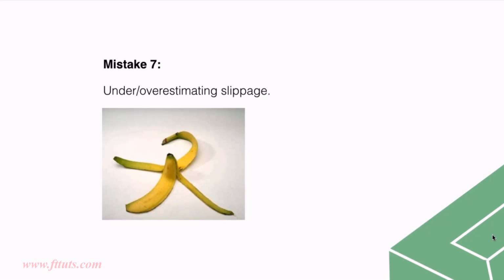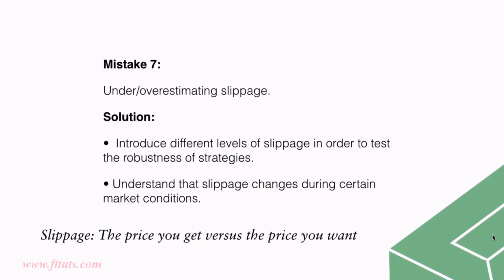Slippage varies according to the actions of market participants. So, slippage is greater during periods of market stress, in illiquid markets, and it's less during periods of calm. It's a good idea to introduce different levels of slippage into your transaction costs in order to test the robustness of your strategies. Bear in mind that slippage changes during certain market conditions.